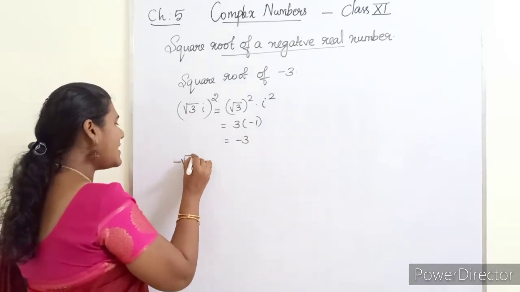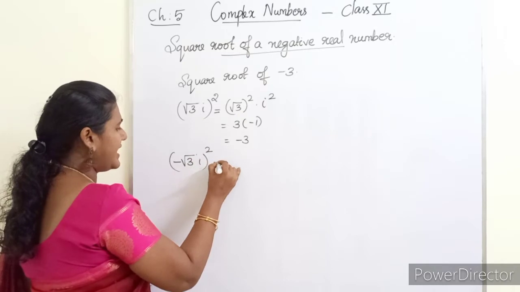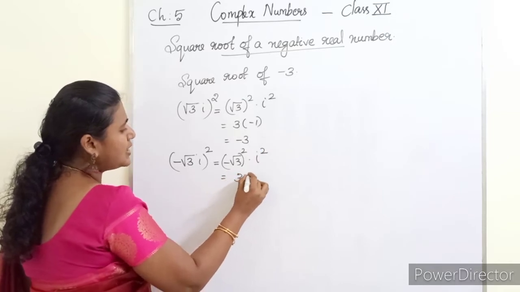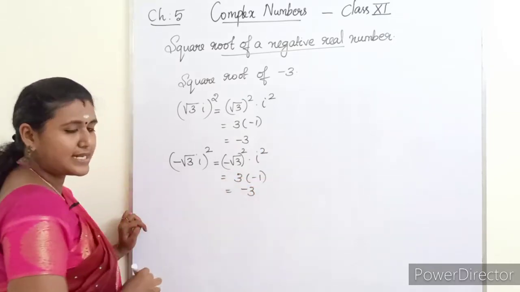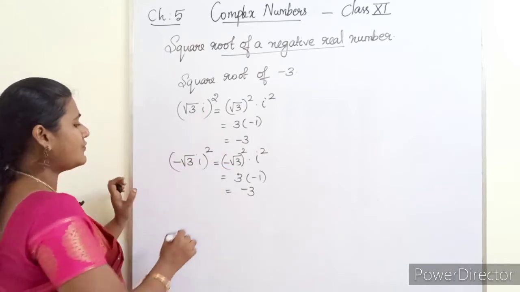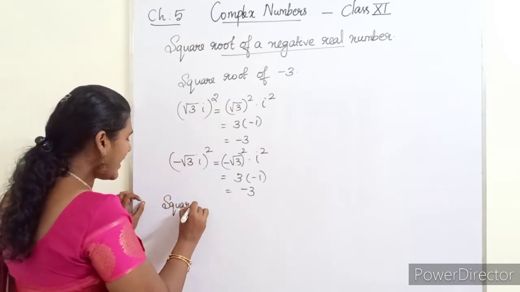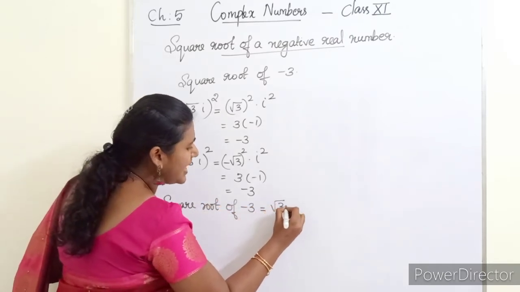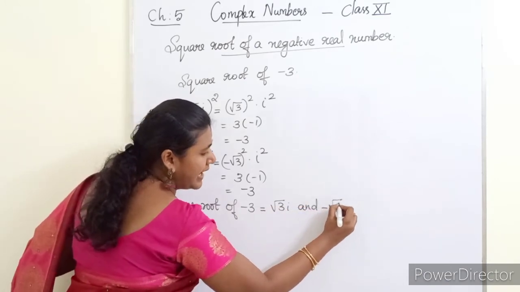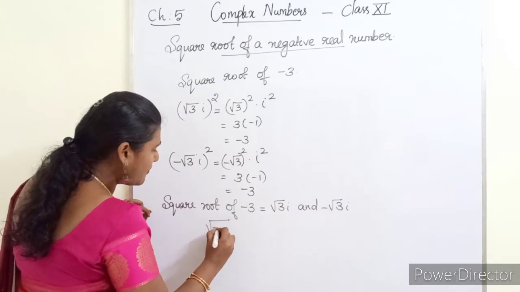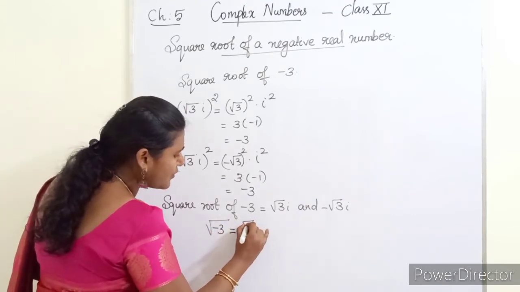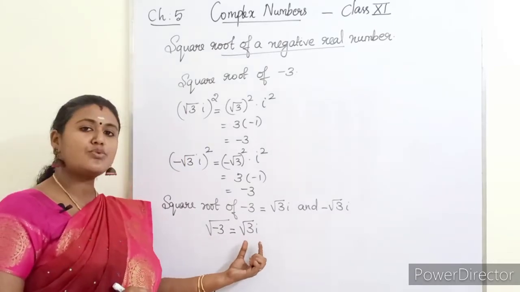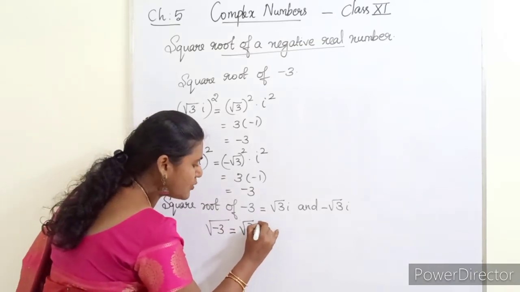And similarly minus root 3 i the whole square also we will take. So minus root 3 the whole square into i square. That is 3 into minus 1. So this is also minus 3. So if you see the square root of minus 3, we will get these two values. So we can write square root of minus 3 is equal to root 3 i and minus root 3 i. But if we are writing root of minus 3, we will write only root 3 i alone. So its answer is root 3 i. i is outside of the square root.